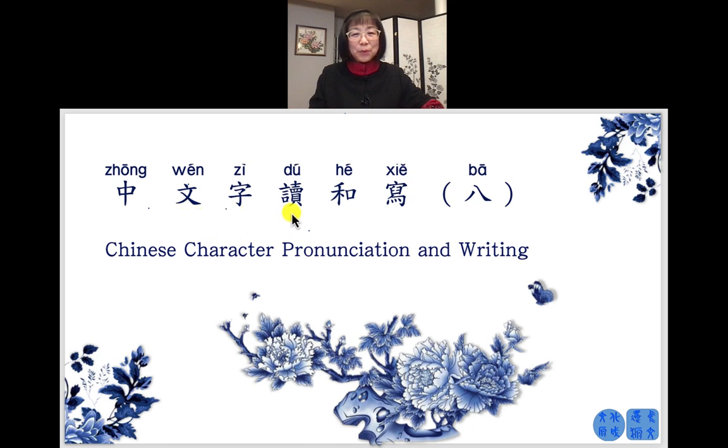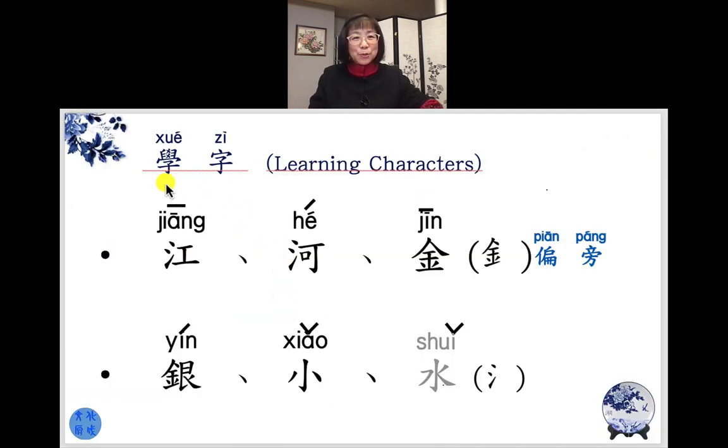中文字读和写第八集。When I'm reading all these characters, you do not learn all of them, but I'm hoping that along the way, you could recognize these characters and know the meaning without looking at English. 学字，学 meaning learn or study, 字 characters, 学字。These are five characters we learned this week in black. And then let's do the pronunciation.